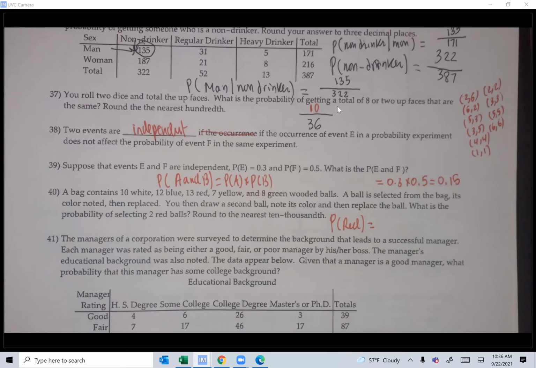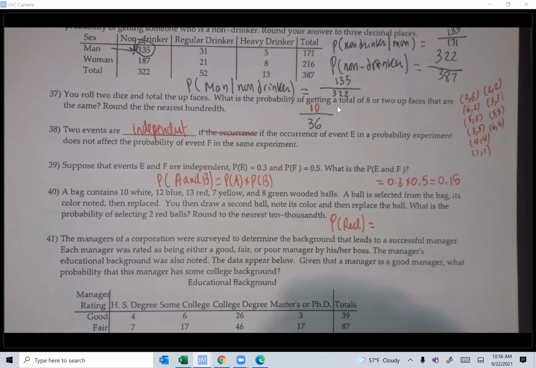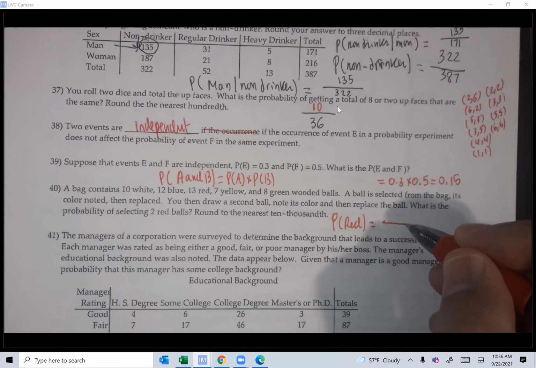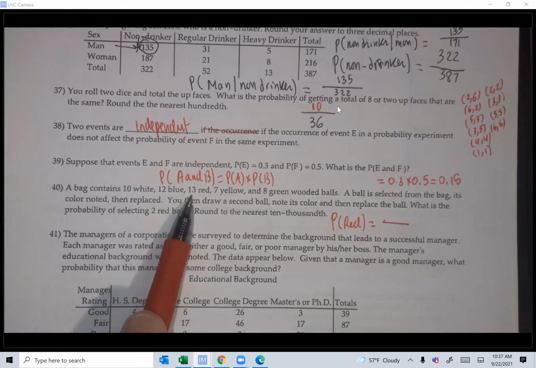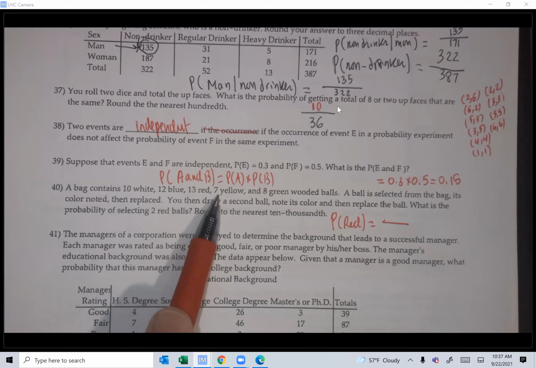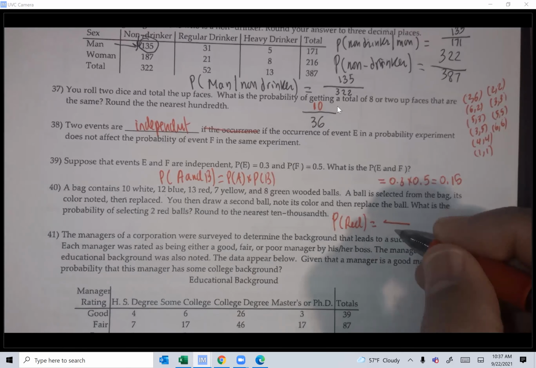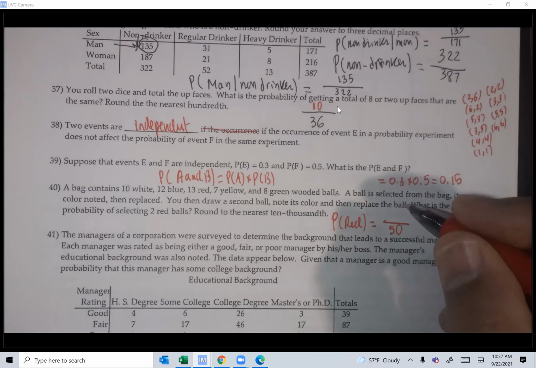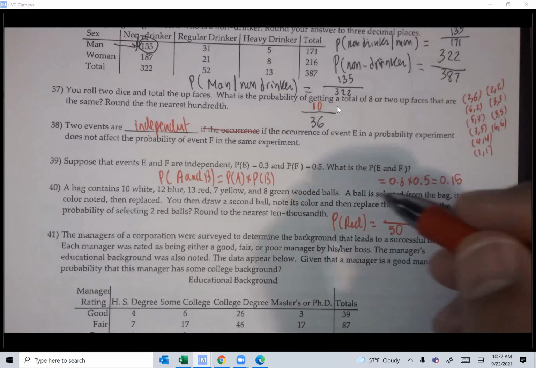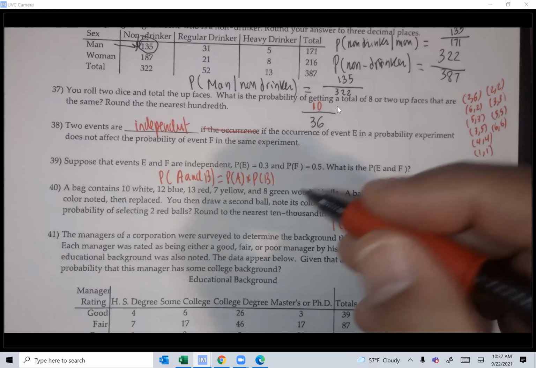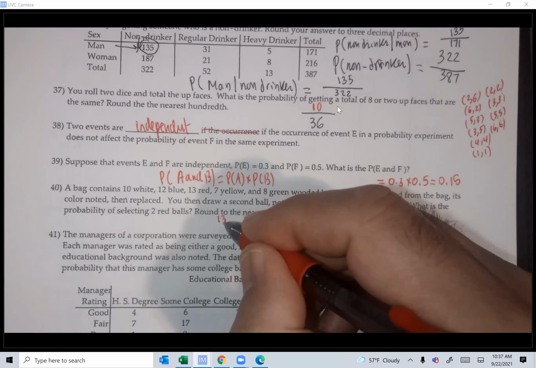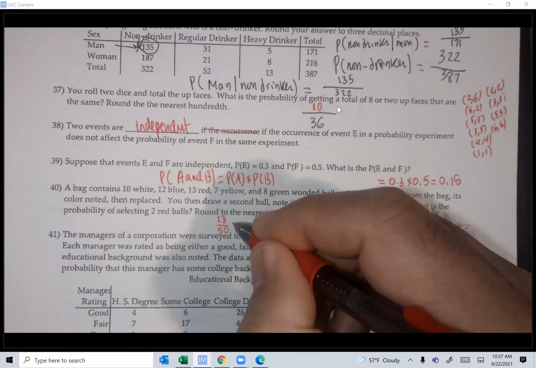Who can tell me what the answer is? What's the total? I have 10, 12, 22, 35, 42, and 50. So 50 at the bottom. And what's the probability of red? It's 13 red, 13 over 50. So your answer, guys, for this problem will be 13 over 50 times 13 over 50.